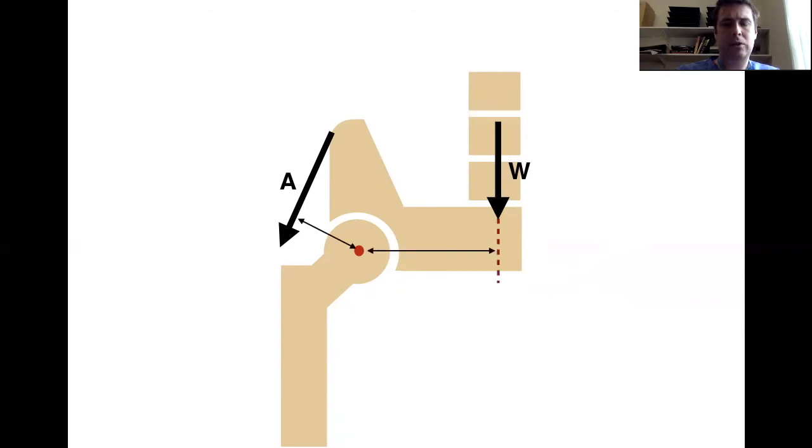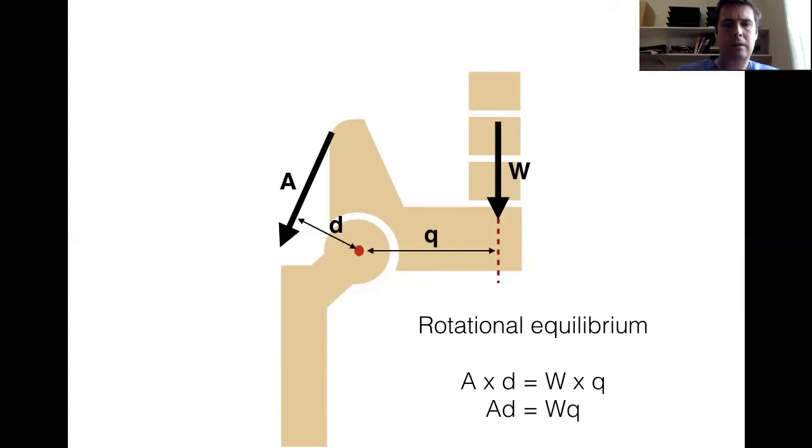Once we've drawn those forces, the first thing that we have to do is calculate the moment. So we need to know what the moment arms are. And as I mentioned before, this is the perpendicular distance from the line of action of the force to the centre of rotation of the hip. So here the moment arm for body weight is Q, and the moment arm for the abductor muscle is D. And to maintain rotational equilibrium, the clockwise moments must equal the counterclockwise moments. So AD must equal WQ.